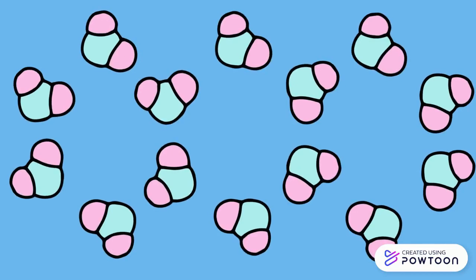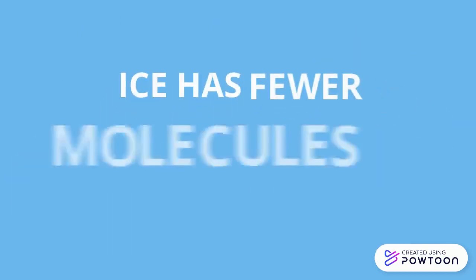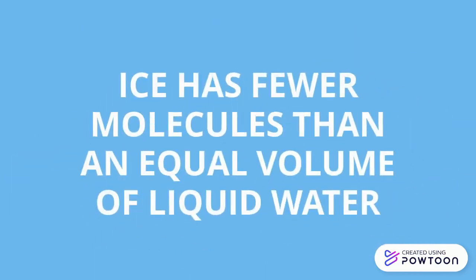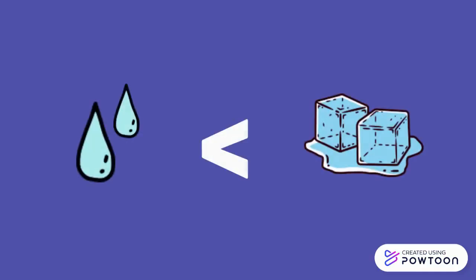In ice, each molecule is hydrogen bonded to 4 neighbors in a 3-dimensional crystal. Due to its spaciousness, ice has fewer molecules than an equal volume of liquid water. This explains why ice is less dense than water.